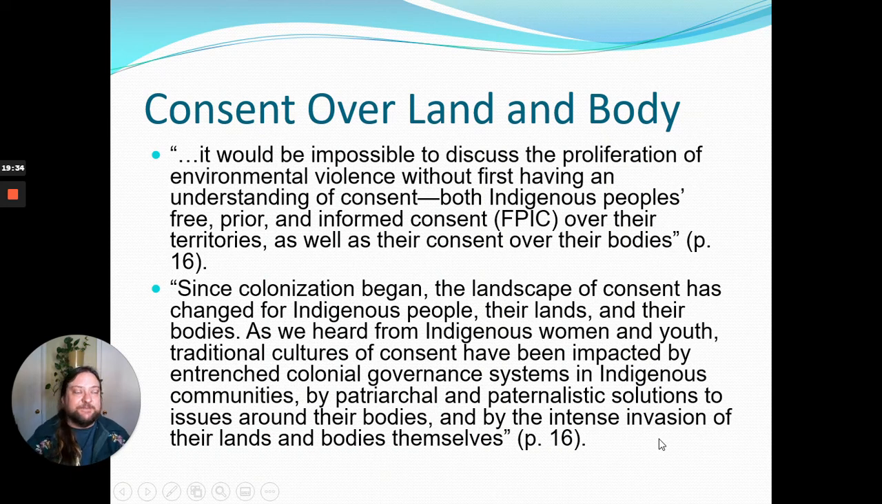So basically, the same state that thinks it can just take land also has this attitude that certain people's bodies are up for grabs. And we see this in sexual violence, but we also see it in things that have happened and that still go on in some places in Canada, such as the forced sterilization of Indigenous women. That's a possible research topic that some of you might be interested in.